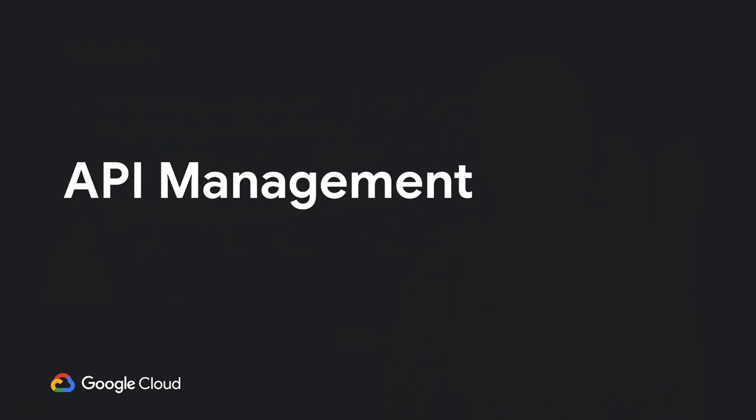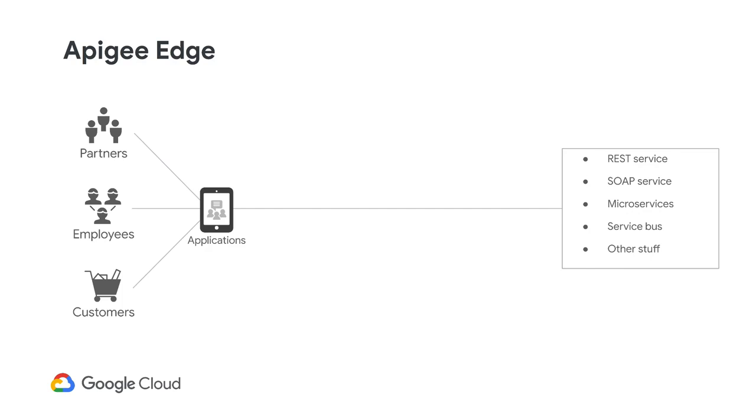So let's talk about API Management. Let's consider a scenario. Let's suppose you've got some services over there on the right-hand side. So anything you happen to have around REST services, SOAP services, microservices, maybe it's your service bus, anything over there. We've got some folks over here on the left, partners, employees, customers, and they have applications, and those applications need to get data from these services. There's a need to control what those applications can do and how they can access that data and how frequently and things like that. That's where API Management comes in.